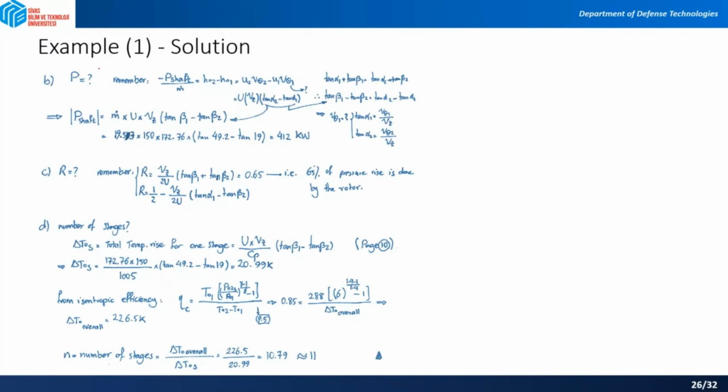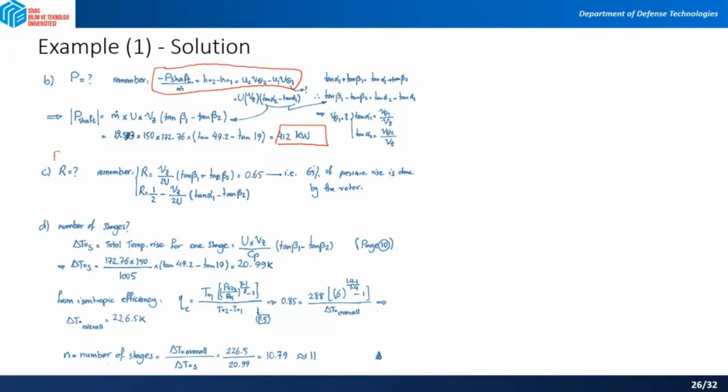In the next part, it asks what is the power. So if you go back to your notes, you remember that we have such a definition for power. In here, we have to do some trigonometry, because we don't know the theta one. After doing this trigonometry from the triangles, like tangent alpha 1 plus tangent beta 1 is equal to tangent alpha 2 plus tangent beta 2, and so on and so forth, you will find your power equal to 412 kilowatts.